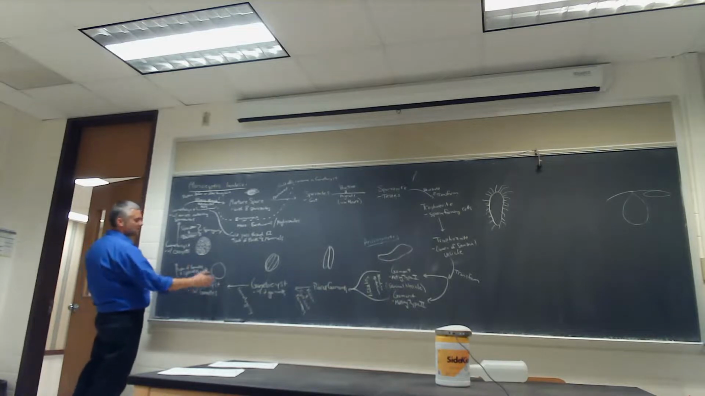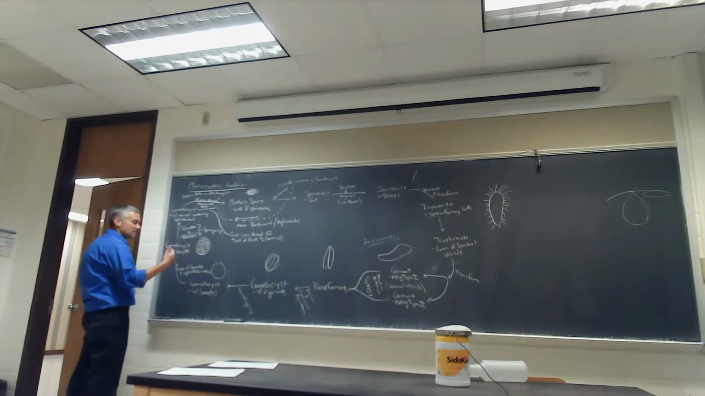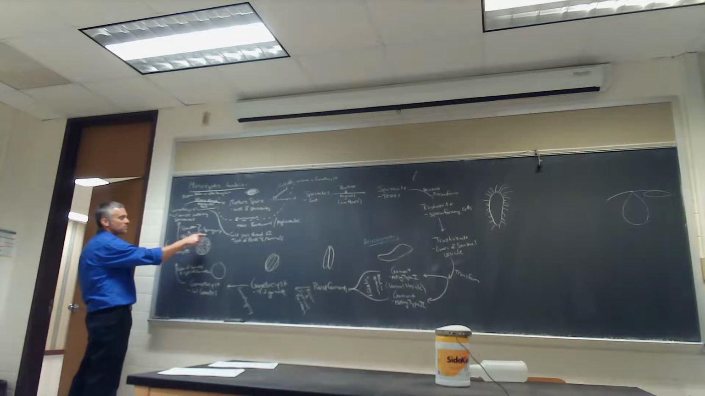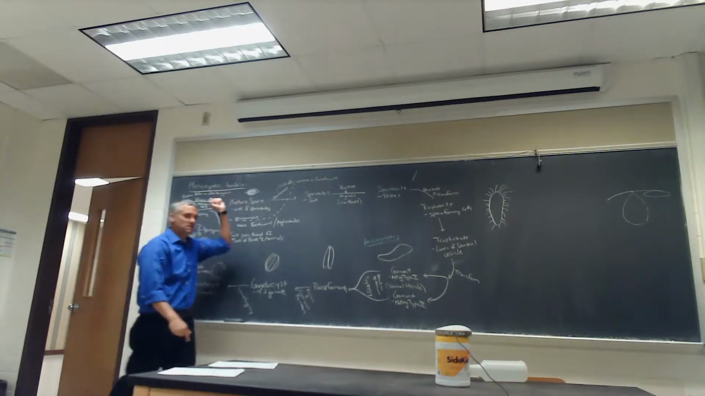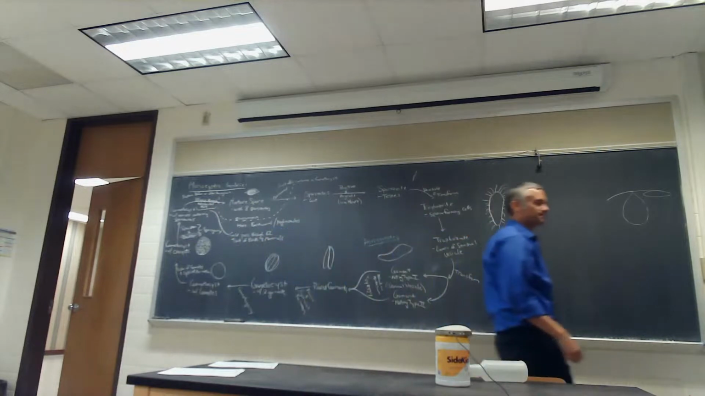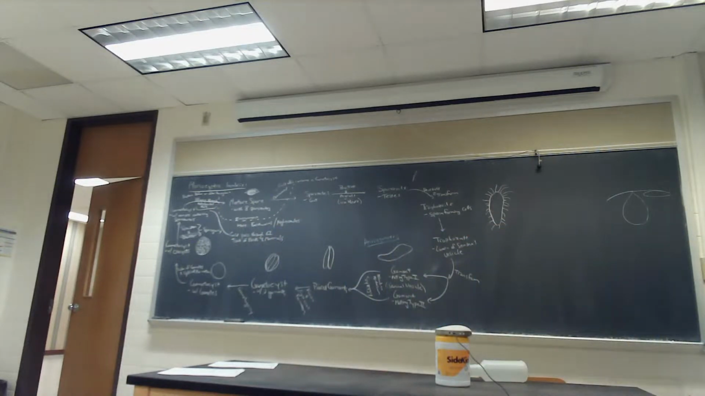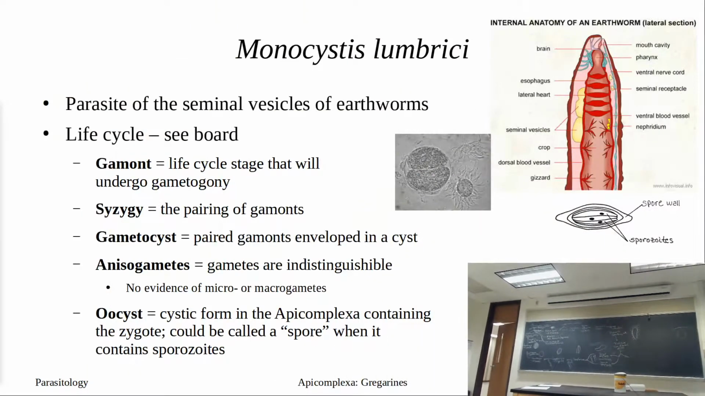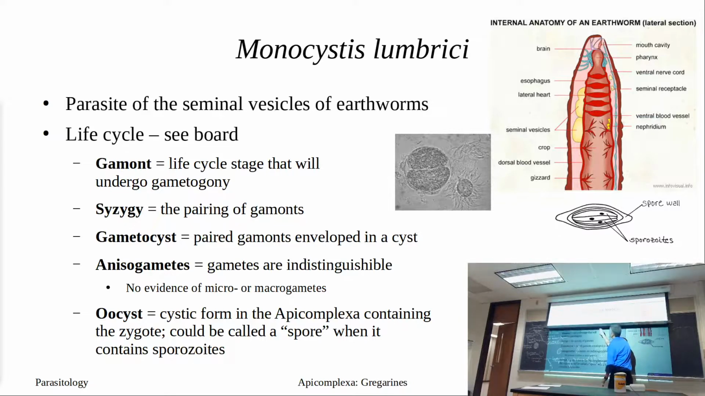Gametocyst is going to contain our gametes, and then the oocysts. So the oocyst will be inside the gametocyst. Oocysts will have sporogony happen inside of them, producing our 8 sporozoites. So it's just kind of a sequence of events. So, got these terms up here.